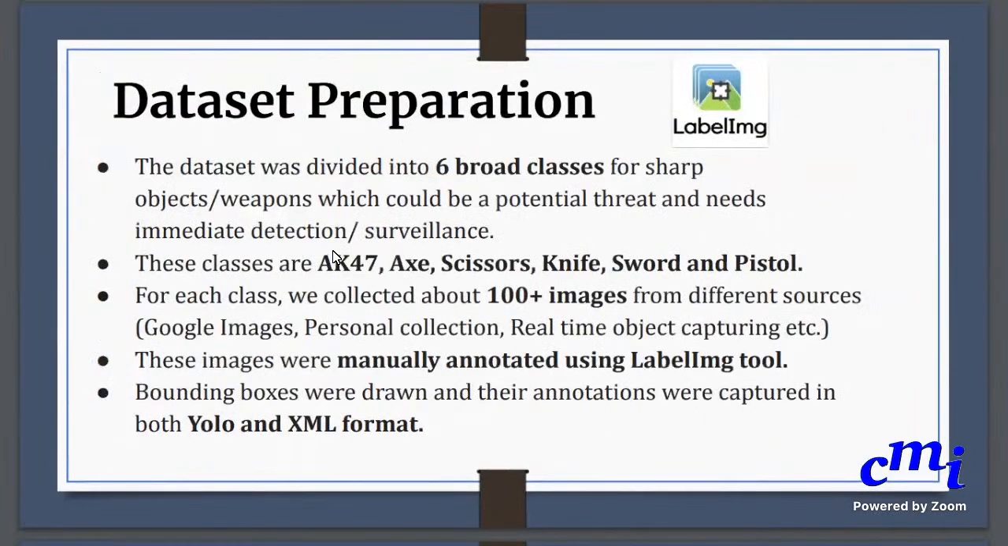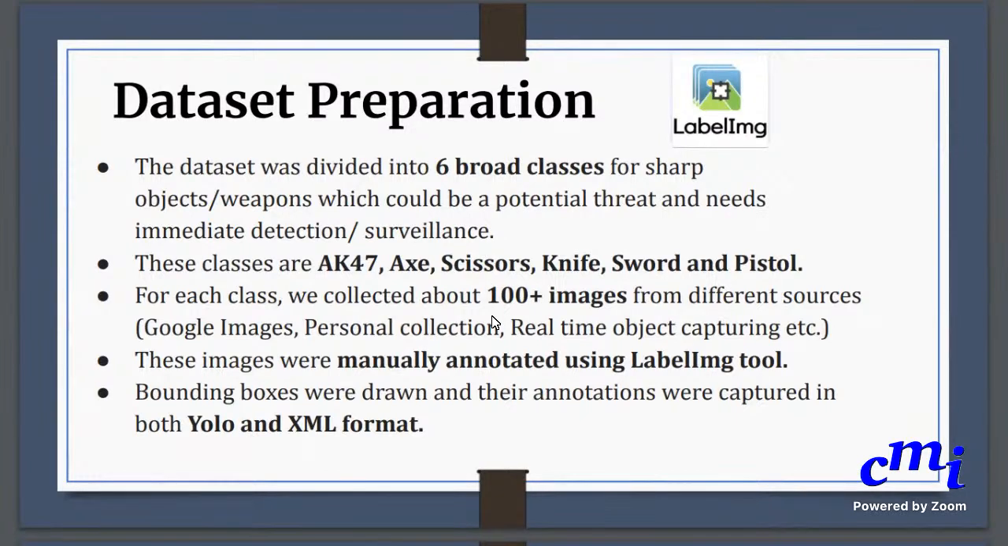So, data set preparation. We have divided our data set into six broad categories or classes, which are AK-47, axe, scissors, knife, sword, and pistol. These are the six hazardous substances which we believe a user is mostly prone to carrying. So these are the categories which we have divided.